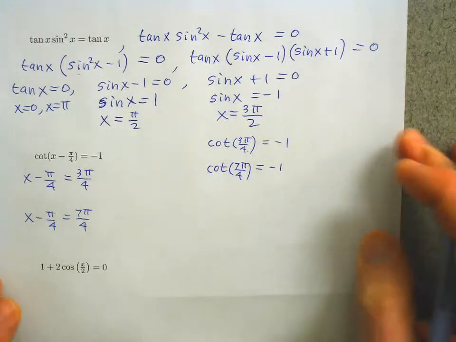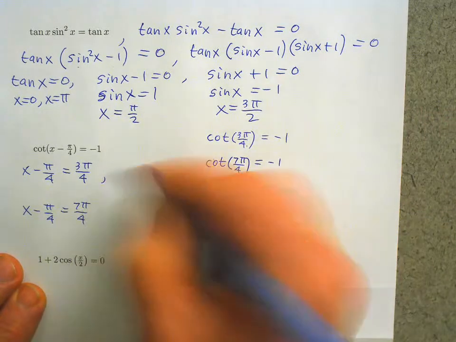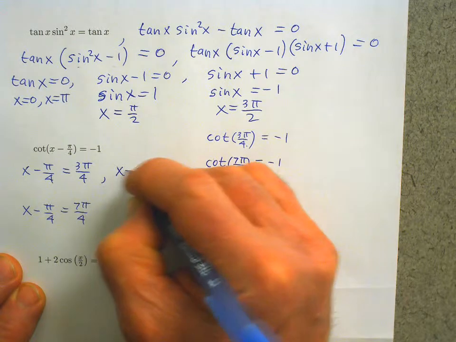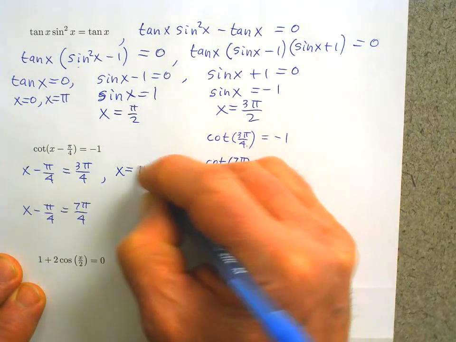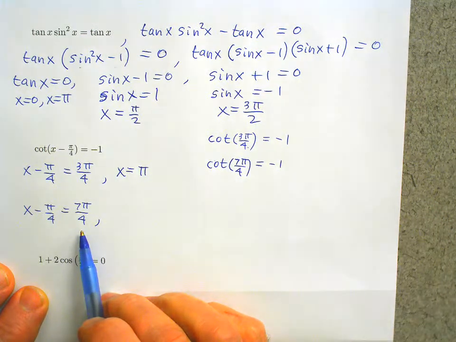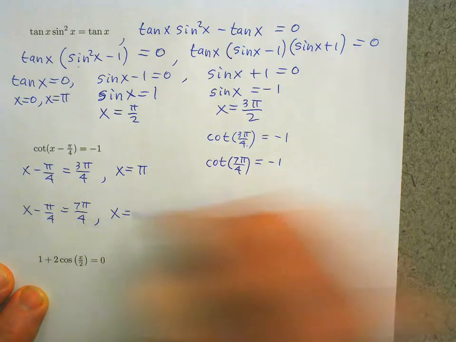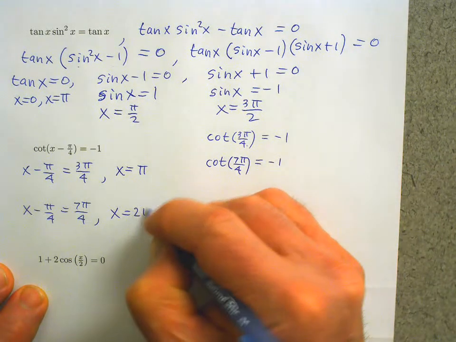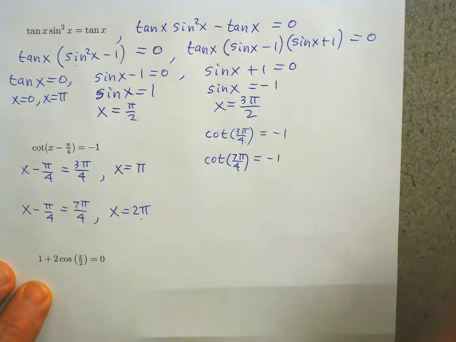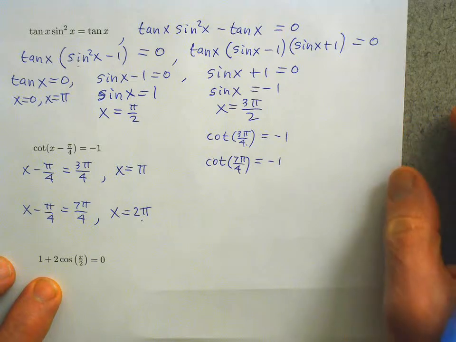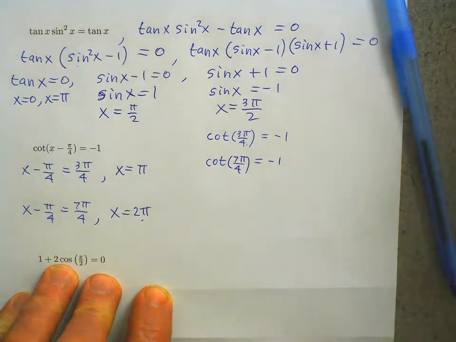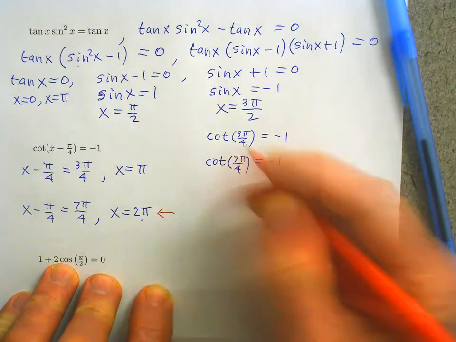Remember, the goal is to solve for x. So if we add pi over 4 to 3 pi over 4, we get x equals pi. And then when we add 7 pi over 4 to pi over 4, we get x equals 8 pi over 4, but that's 2 pi. But if we're only admitting x values that are between 0 and 2 pi and excluding 2 pi, then this is not a valid solution.